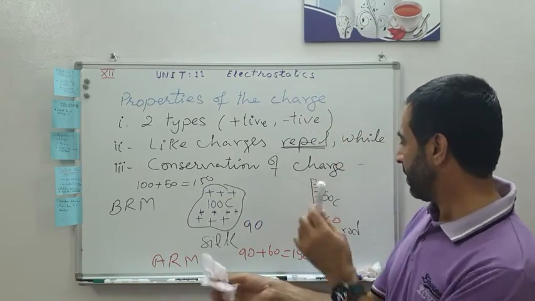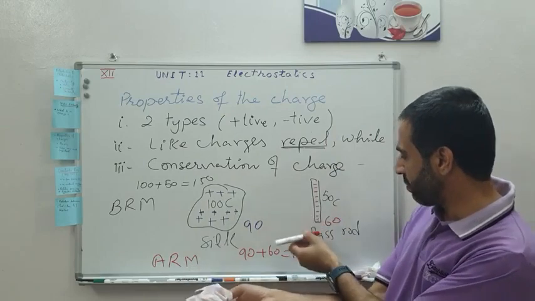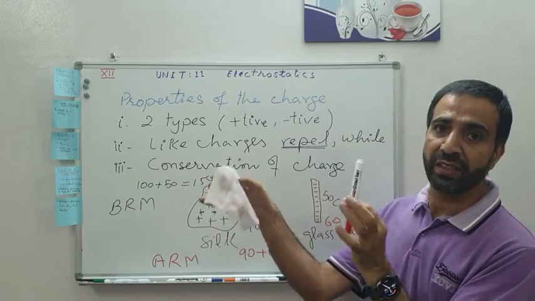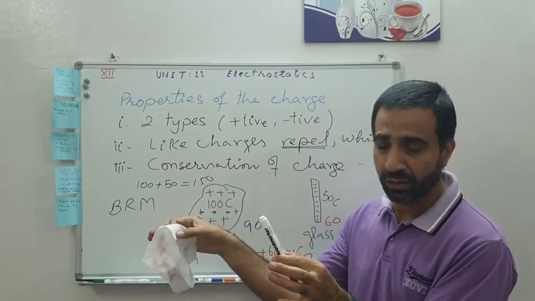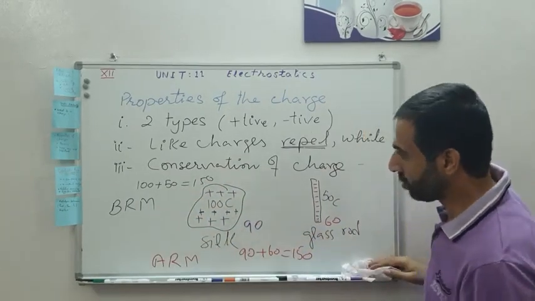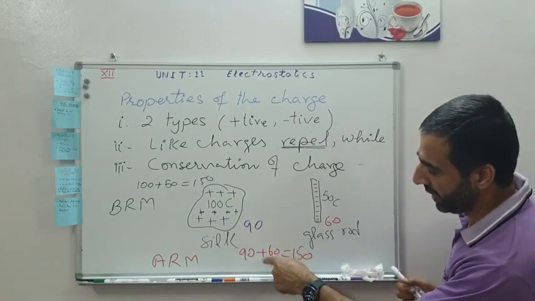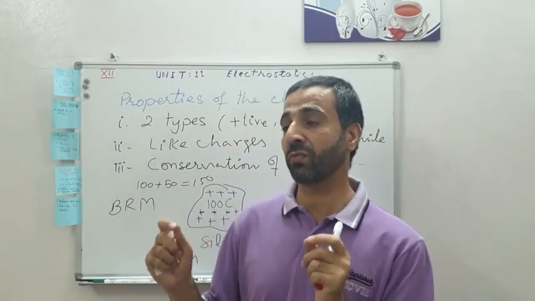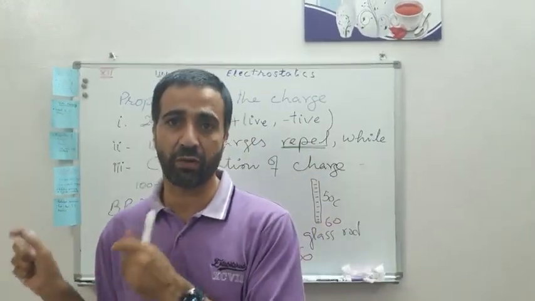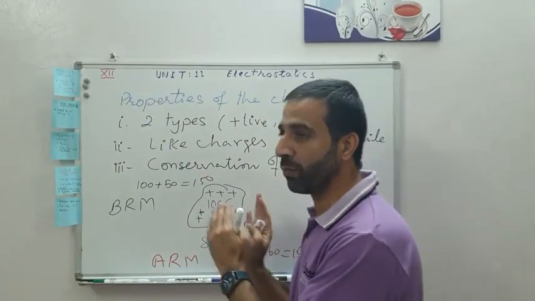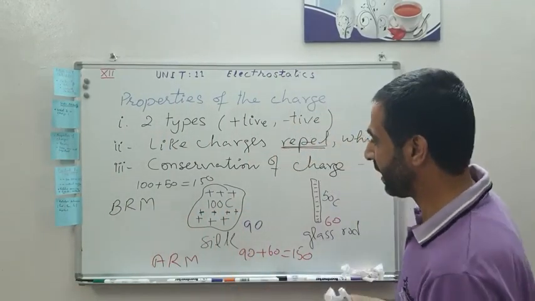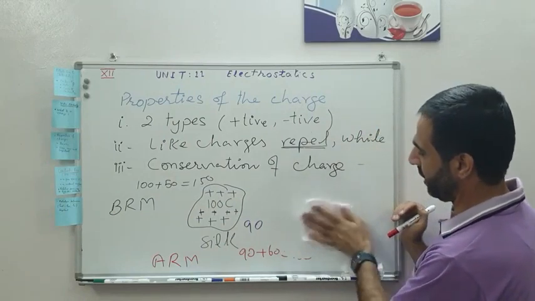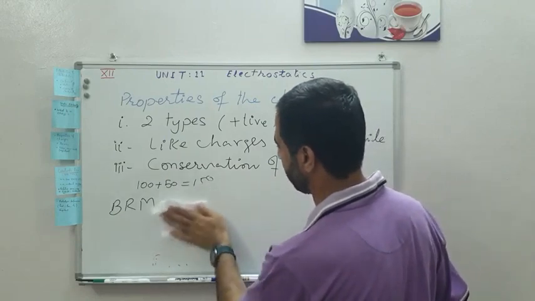So when you rub the glass rod or this plastic with a silk cloth, what happens? Both bodies are charged, right? But the total charge remains the same, as you see here. So charges are neither created nor destroyed. This is why I told you the word produce is not a good word. Charges can be transferred from one body to another body. This is another characteristic, right?